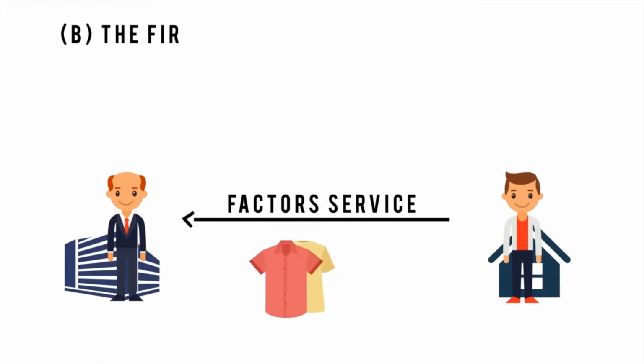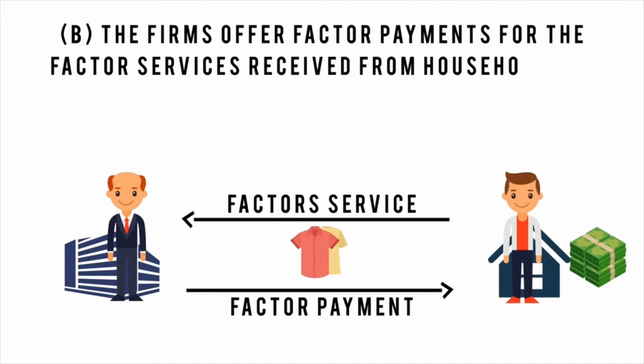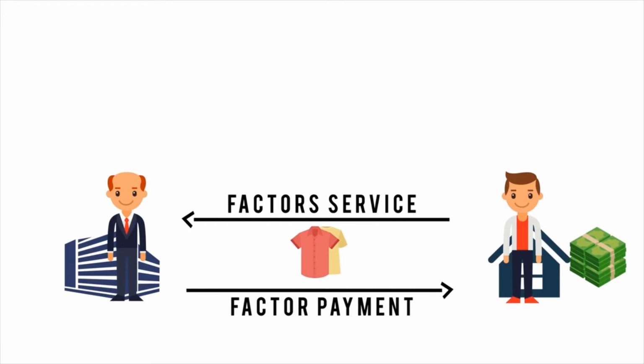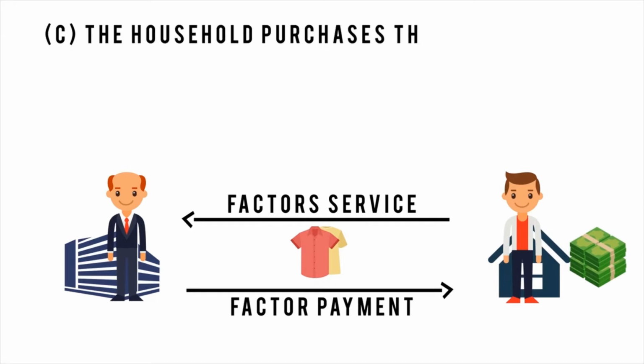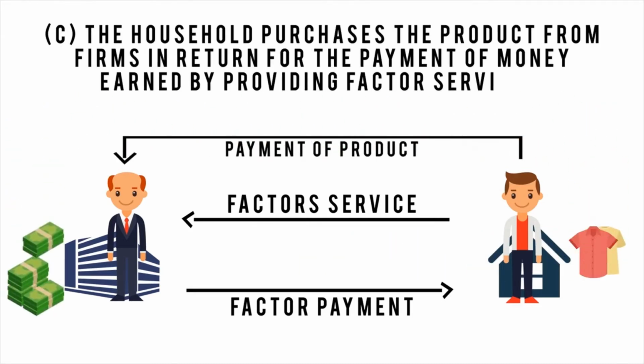B. The firms offer factor payments for the factor services received from households as rent, wages, interest and profit. And C. The household purchases the product from firms in return for the payment of money earned by providing factor services. Another way to understand circular flow of income is through this simple example.